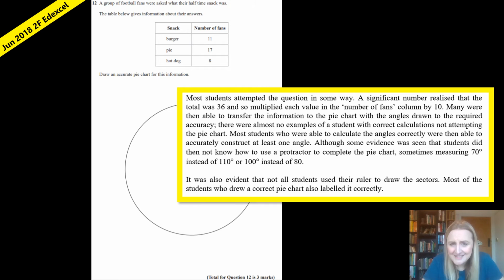It's interesting, it says at the end there, it was also evident that not all students use a ruler. I mean, imagine losing a mark for not using a ruler. So, there's all sorts of problems here, but it seems to me that the main one is not knowing how to actually draw the angles properly, even if they can work out the angles, and this was an example of the simplest possible numbers to work out.